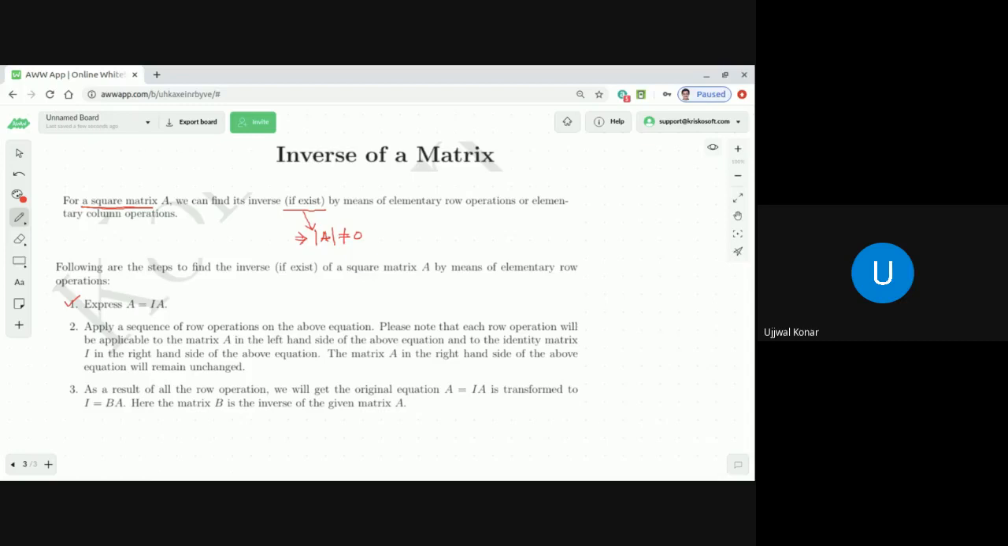Then, the second point is very important. It is an English statement. I am reading it out, and after that, I'll execute it, as I said. Apply a sequence of row operations on the above equation. Please note that each row operation will be applicable to the matrix A in the left-hand side, which is here.